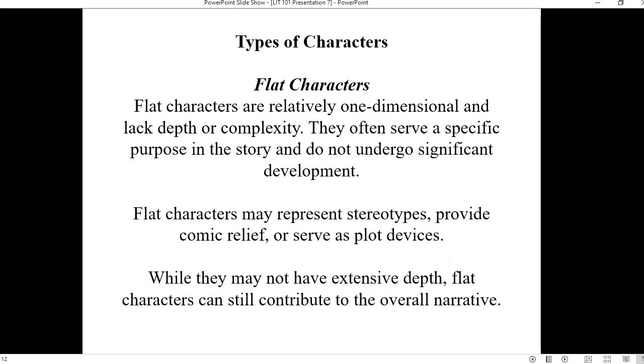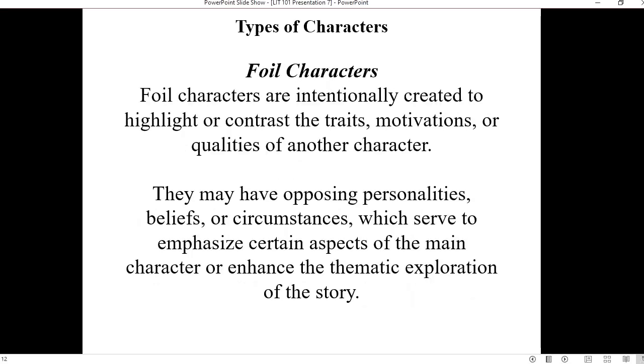We have flat characters. These are opposite to round characters. These are one-dimensional and less complex characters. They are predictable. They are stereotype characters. From the beginning to the end of the story, they do not change. Their actions can be predicted. Their responses to situations can be predicted. So when you have a character that is predictable, we can say this is what he's going to do, and he actually does it. That is regarded as a flat character.